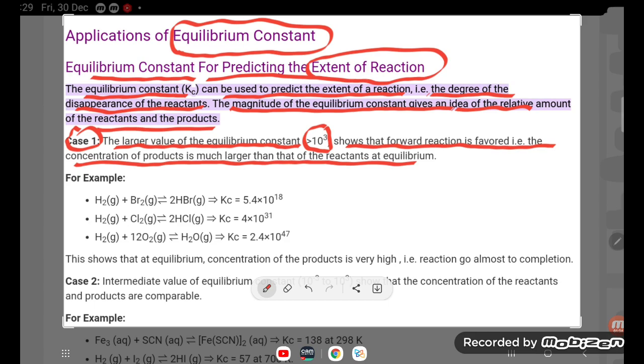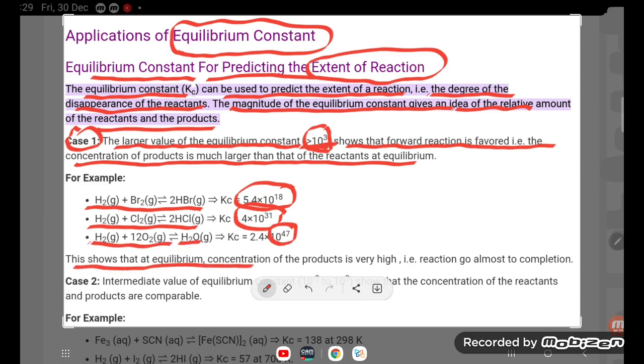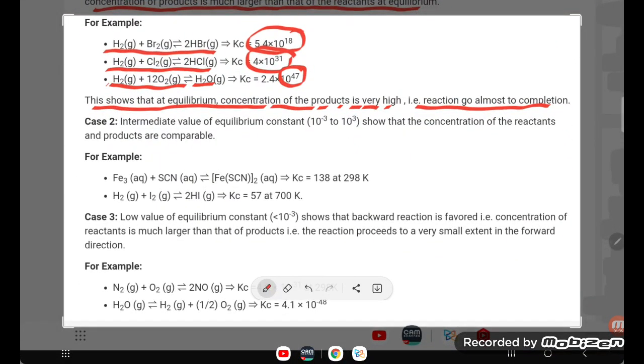For example, H2 plus Br2 going to 2HBr is a highly forward reaction, as you can see the power is 18. H2 plus Cl2 going to 2HCl, you can also see the Kc value is much larger than 10^3, so it is forward. H2 plus O2 going to H2O is also going to be forward. This shows that the equilibrium concentration of the product is very high, that is, the reaction goes almost to completion.